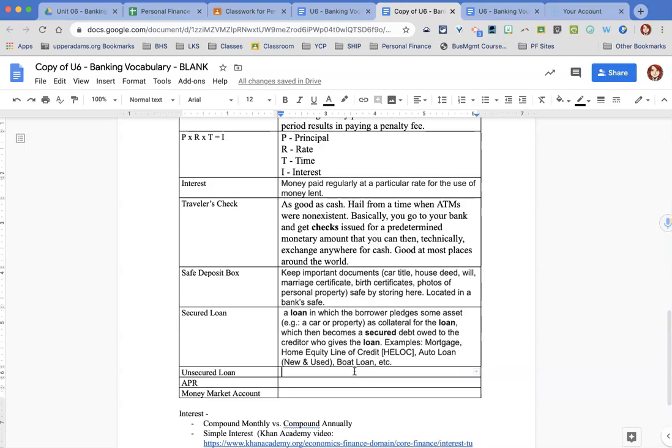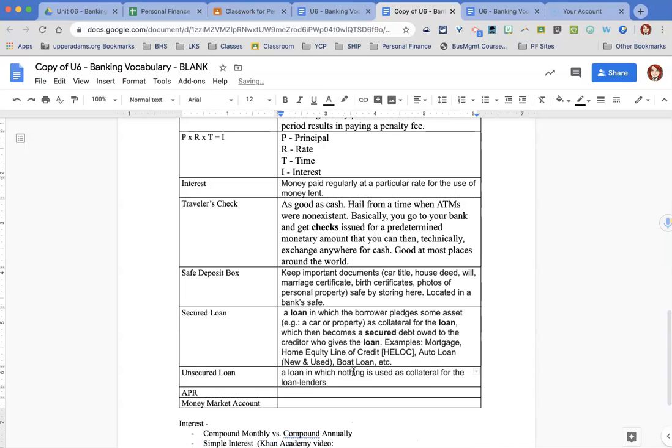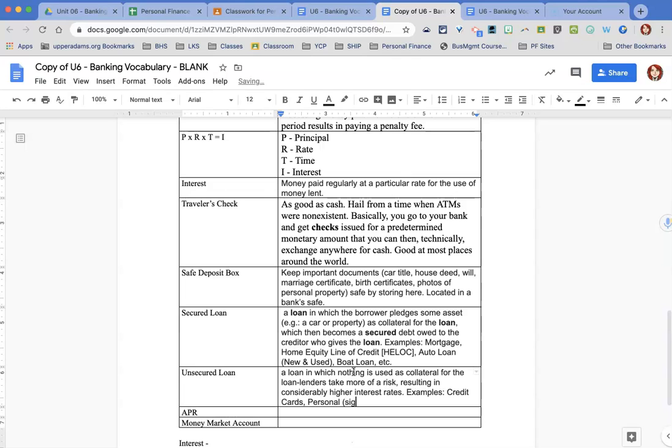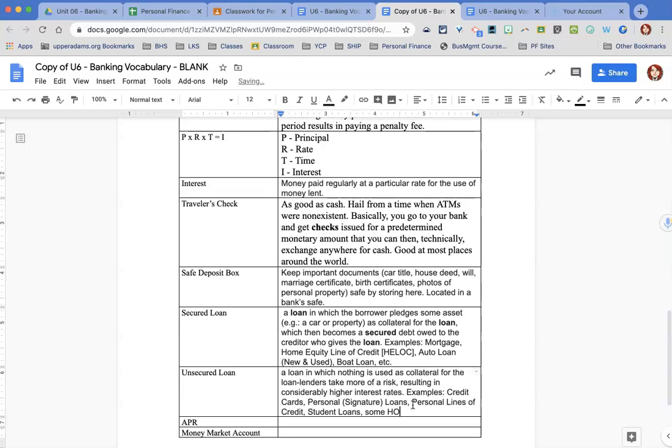An unsecured loan is a loan in which nothing is used as collateral for the loan. Lenders take more of a risk, resulting in considerably higher interest rates. Examples can include credit cards, personal loans, otherwise known as signature loans, personal lines of credit, student loans, and some home improvement loans.